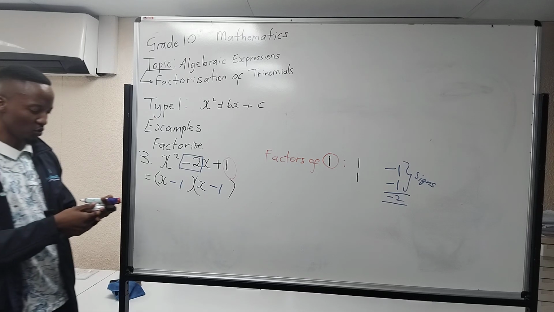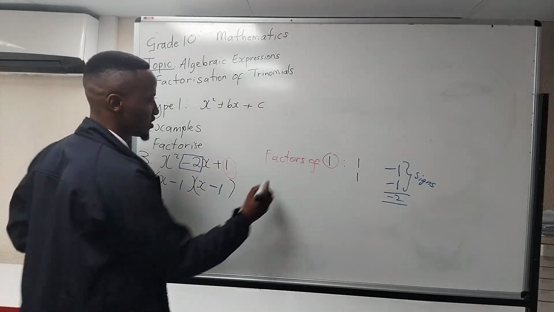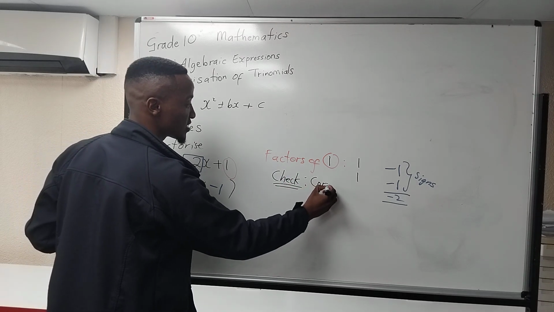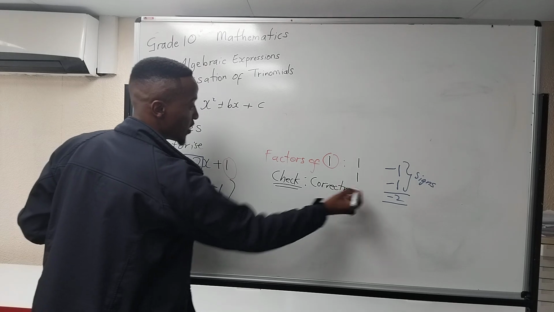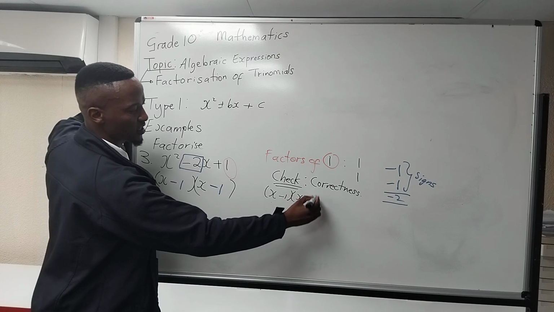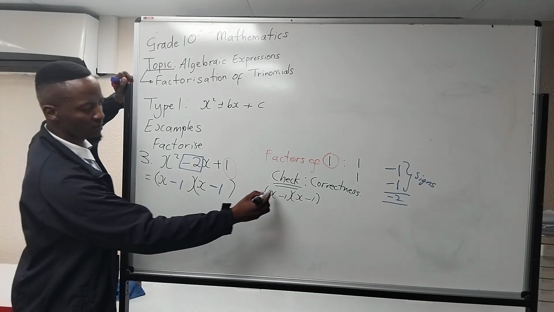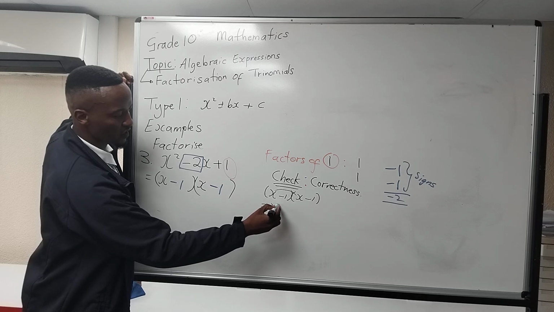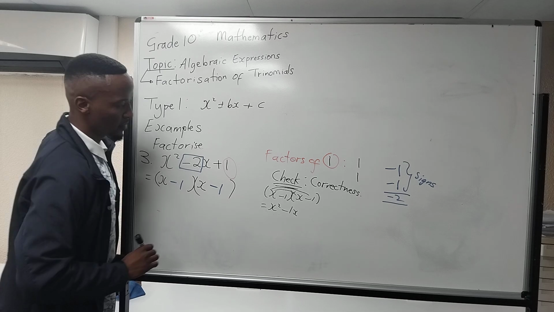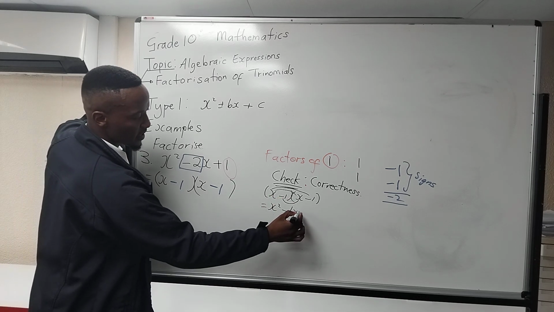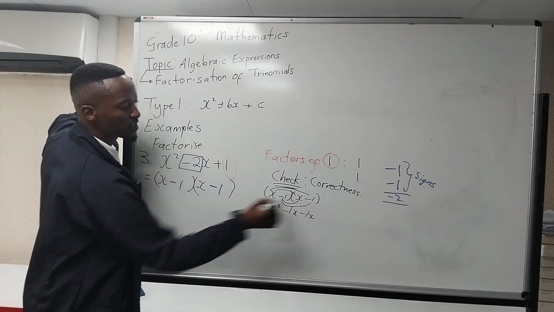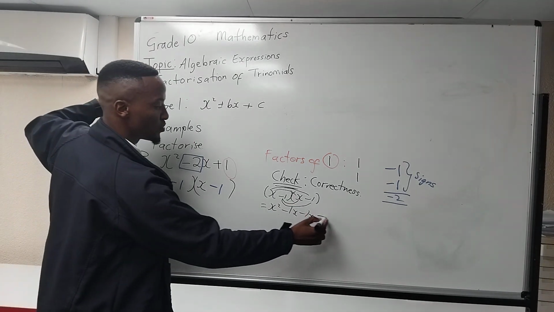Now the last step is to check. We go to our rough page. Now we are checking our factors, the correctness of our factorization. We have x minus 1 multiplied by x minus 1. x multiplied by x, we have positive x squared. Positive x multiplied by -1, we have -1x. -1 multiplied by x, we have -1x. The last one, -1 multiplied by -1, we get positive 1.